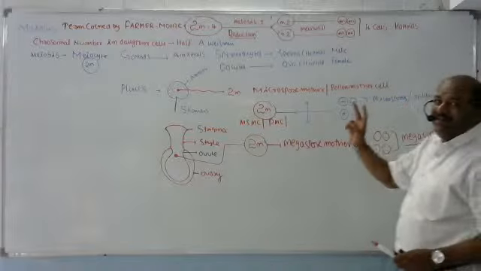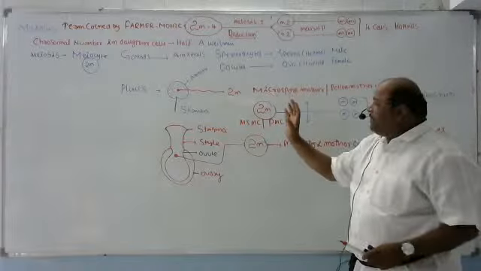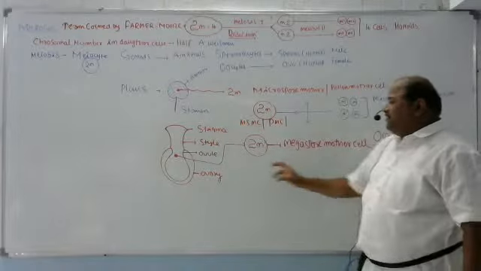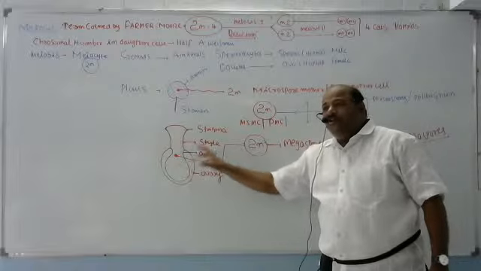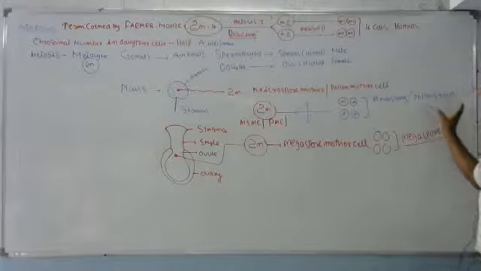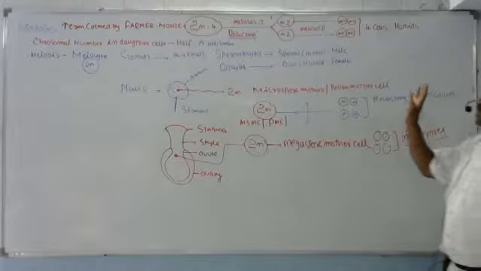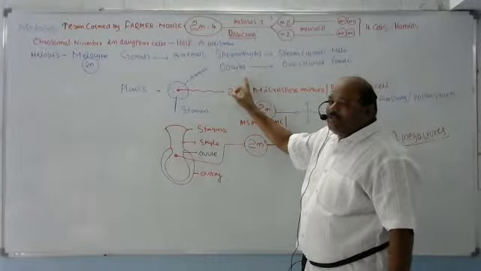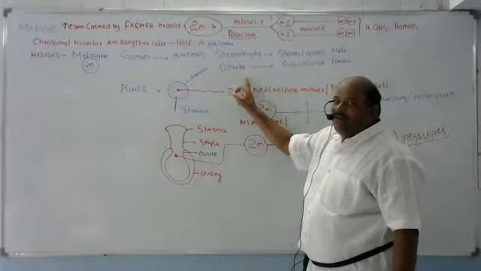So identify the meiocytes in plants. One is the microspore mother cell or pollen mother cell, which is present in the anther. The other one is the megaspore mother cell, which is present within the ovule. Once they are divided, they form pollen grains as well as megaspores. So what are the meiocytes? Spermatocyte, oocyte, pollen mother cell, megaspore mother cell.